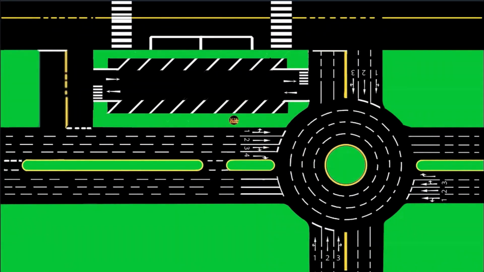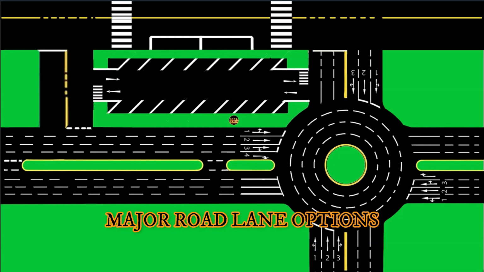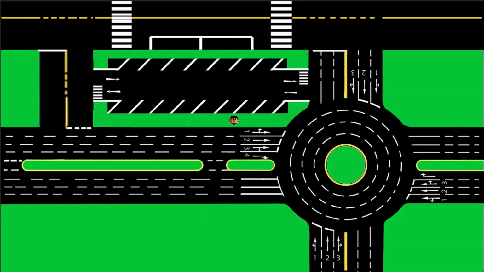So on a roundabout, we also have what we call lane options. These are directions that you can follow on a 4-lane road when you are approaching a roundabout. That is a major road lane options. On a major road, lane 1 has got 2 options. The first option, you stay on lane 1. That is, you go straight. The second option is you turn left at 90 degrees.